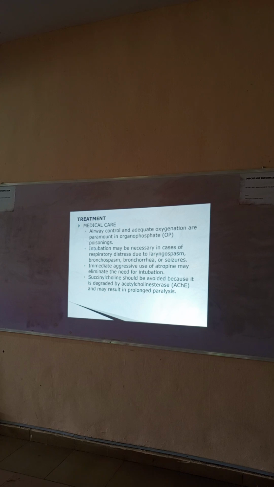Or if we are able to pick up this poison early, we can administer atropine, which is an aggressive method for treating organophosphate poison. Also, succinylcholine should be avoided in this poisoning because using it will also cause prolonged paralysis of the muscles.